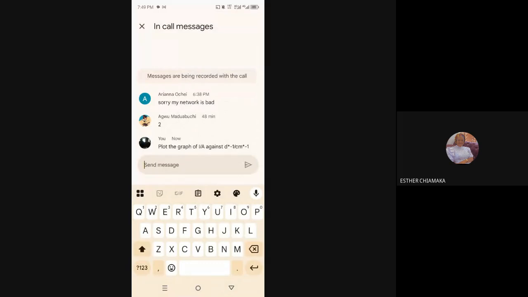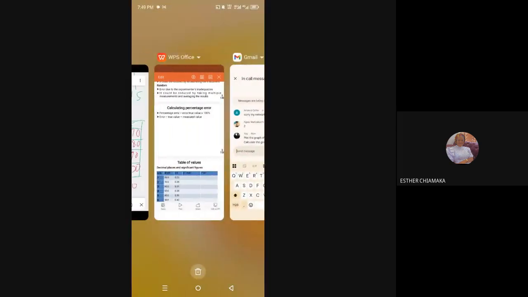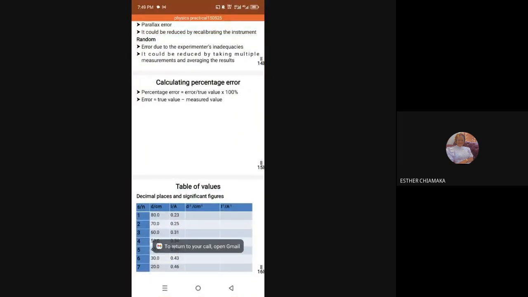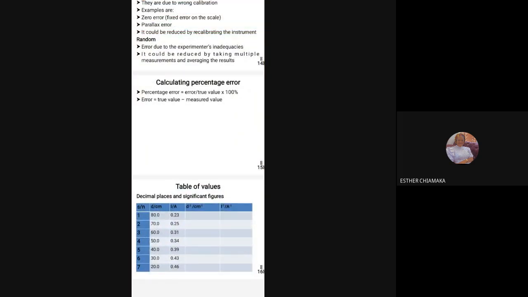Sir, please let me screenshot this. Yes. So you plot the graph of I against D inverse, then you now calculate the gradient of the slope. Have you seen it? Yes, sir. So you plot the graph of I against D inverse, then you now calculate the slope of the graph. You calculate the gradient of the slope of the graph.